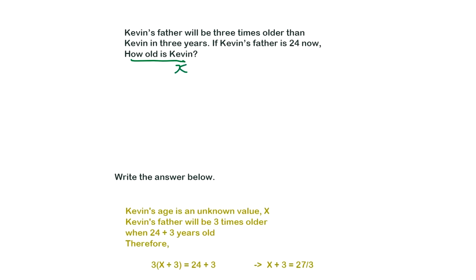Say Kevin is X, right? And Kevin's father will be 3 times older than Kevin in 3 years. So when Kevin becomes 3 years older, then the father is 3 times that. So the father is 24, plus 3 years later, the father will be 27. So you can solve this for X to find the answer.